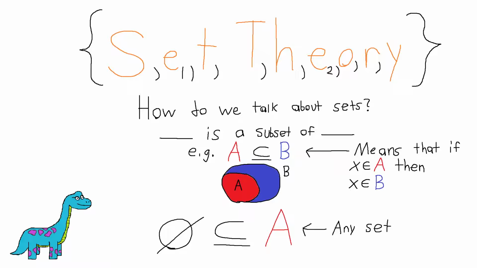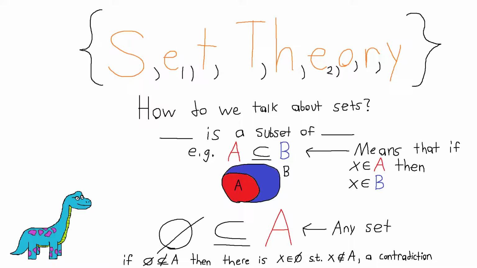To prove this according to our definition, we would need to show that every element of the empty set is an element of all sets. But the empty set has no elements, so there's no work to do. We're done.